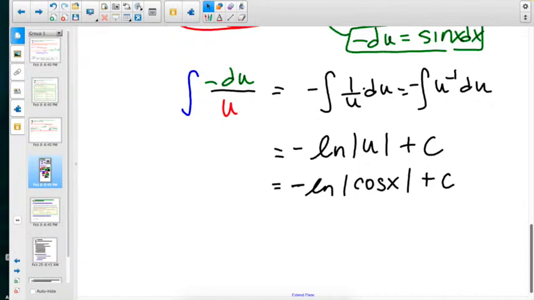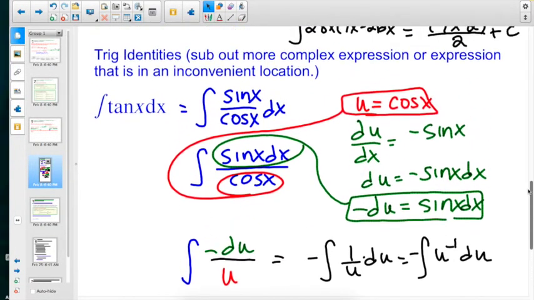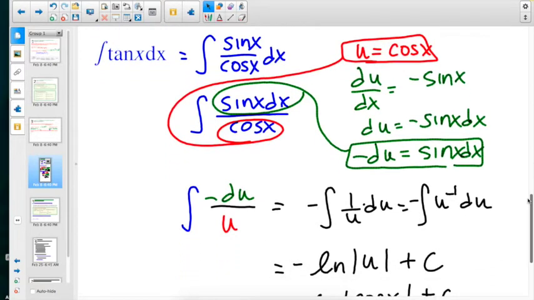Oh yeah. What makes cosine x u? Pardon me? What makes cosine x the u? Only because that's what I decided to do. I looked at this and I said, what makes this complicated is that I have a fraction. What I really don't like about fractions are denominators. So I'm going to get rid of that and make it simpler. So I'm going to call that u.